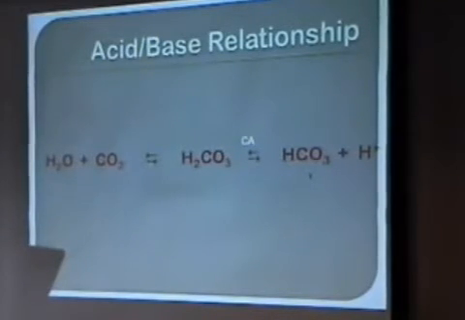H2O plus CO2 gives you H2CO3. H2CO3 gives you the bicarb ion, which should be HCO3 minus here, but I couldn't put it, and an H ion. This needs carbonic anhydrase. So this takes a little bit longer than the one on the left. The one on the left is quick. The one on the right is a little slower. Okay?